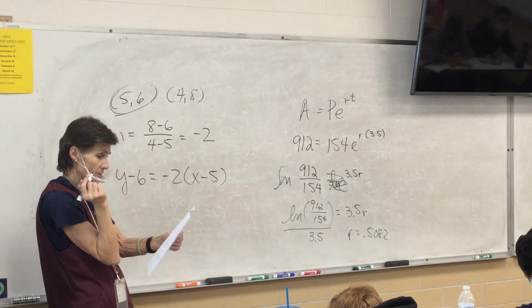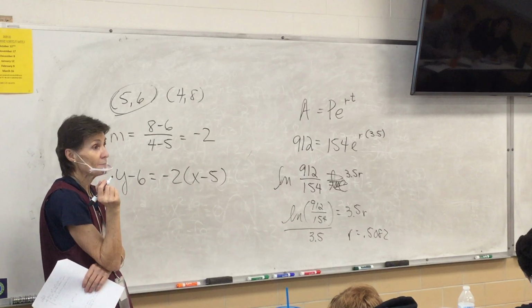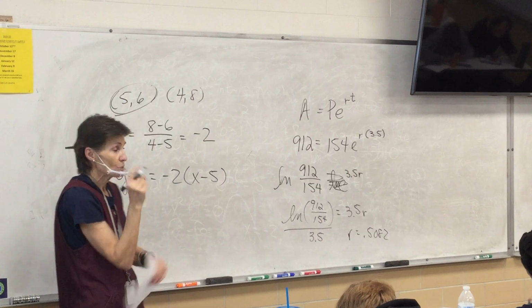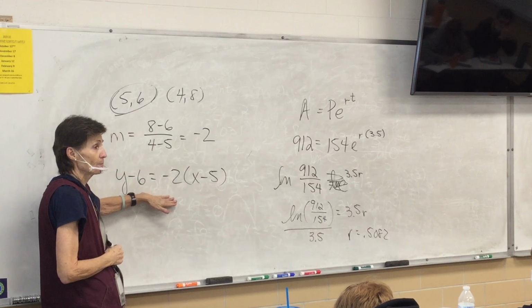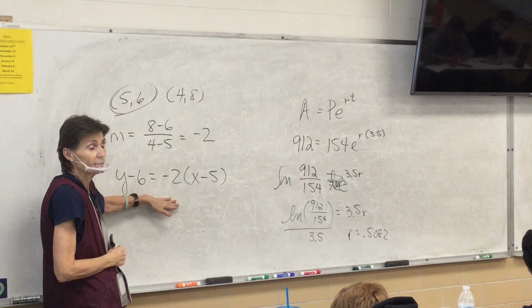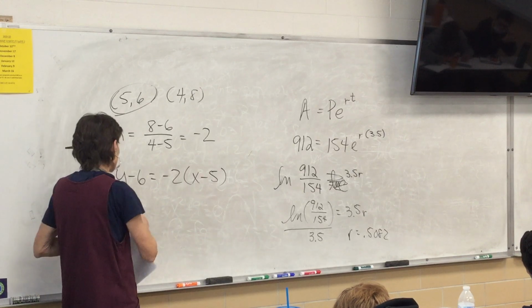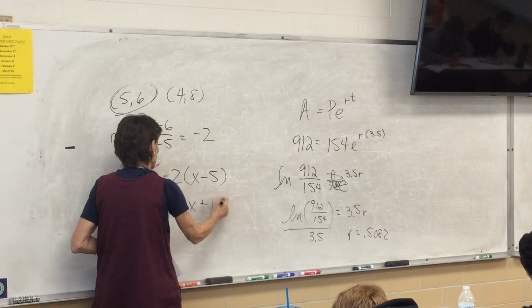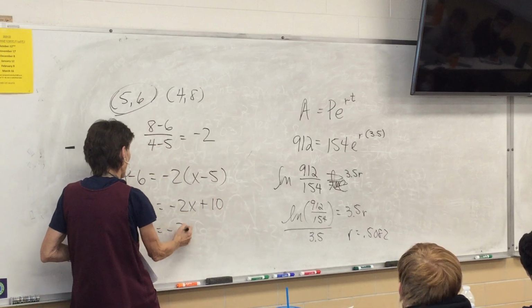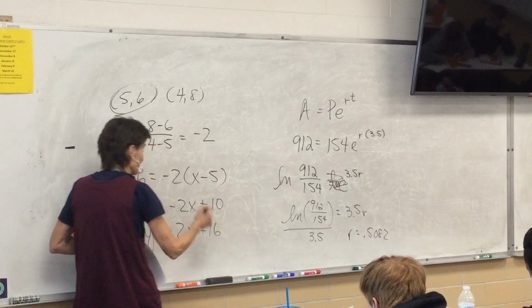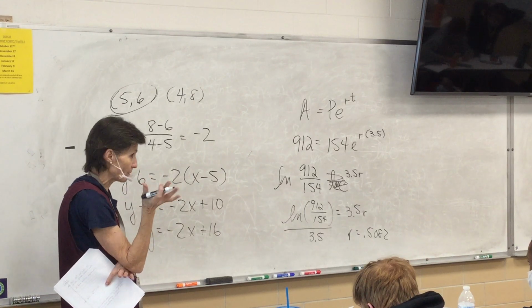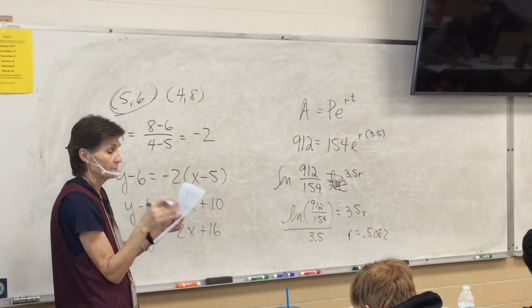Now the directions don't tell me what form to use. So what form is this? That's point slope, and it's perfectly okay. But it might say slope intercept, so y equals negative 2x plus 16, which means we have to get the y by itself. And some of you like that form better anyway, so you're going to do it automatically.